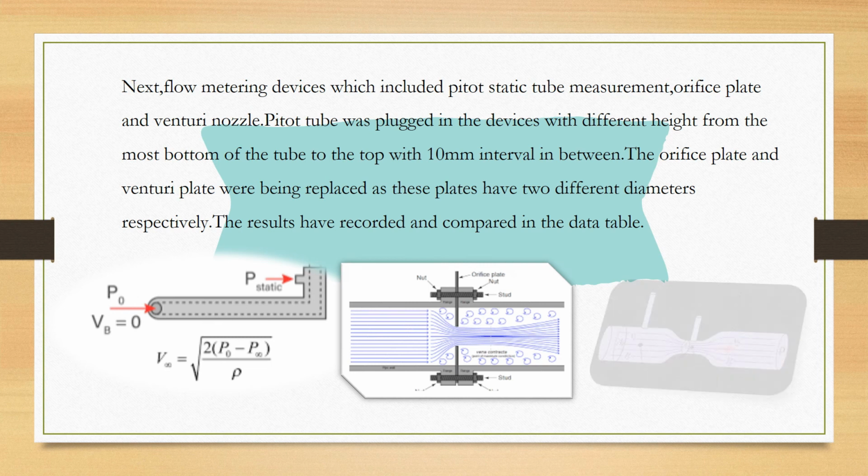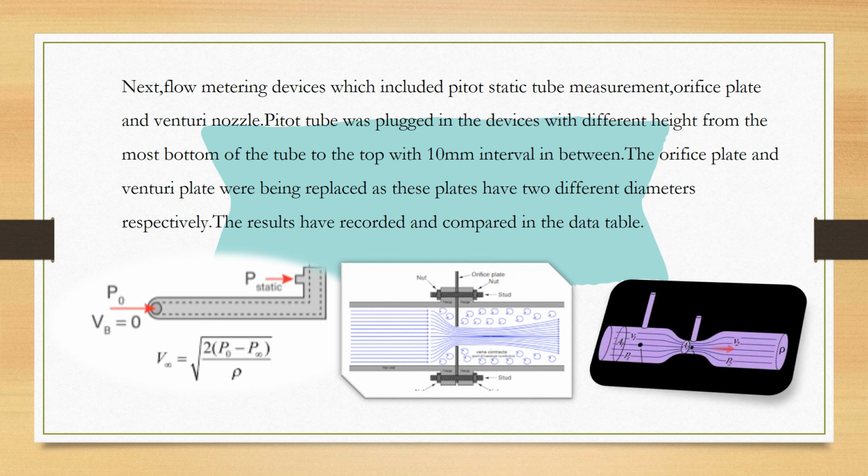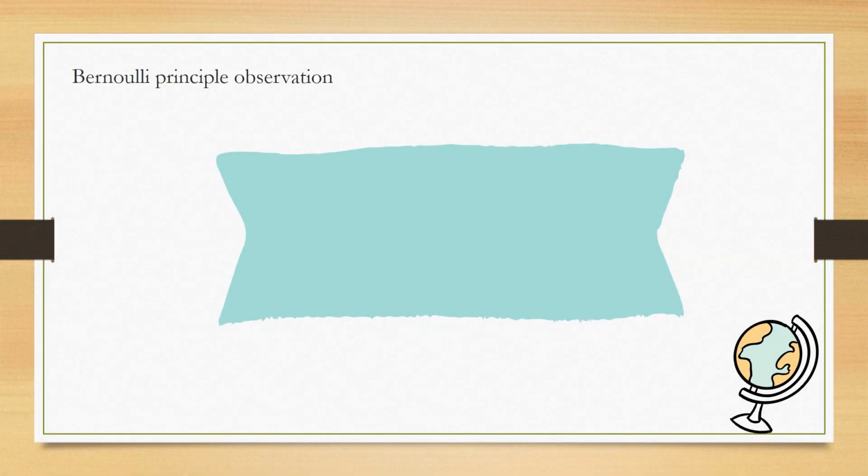Next, flow metering devices, which included pitot static tube measurement, orifice plate and venturi nozzle. The pitot tube was plugged in the devices with different heights from the very bottom of the tube to the top with 10 mm interval in between. The pressure drop in the duct can be minimized by using an orifice meter or venturi meter with a larger opening. Further pressure drop reduction can be achieved by using a venturi meter instead of an orifice meter, as it can reduce loss due to sudden expansion. The results have been recorded and compared in the data table.